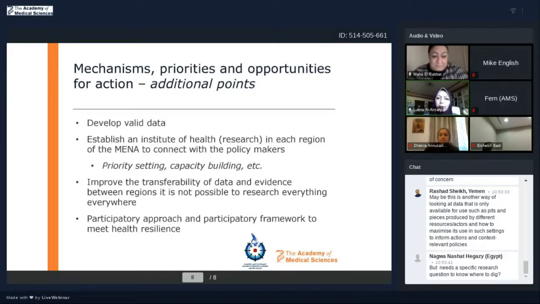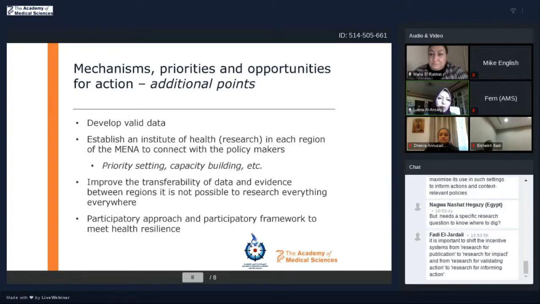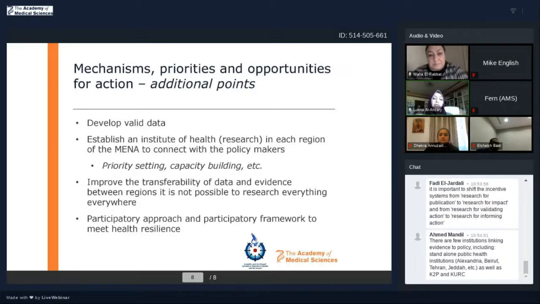And a participatory approach and participatory framework would help in meeting health resilience. Yes, we've heard about the bigger health system rather than healthcare system, and that we are in need of a resilient health system, and the participatory approach when it comes to research and its implementation and data implementation is vitally important. Thank you very much.